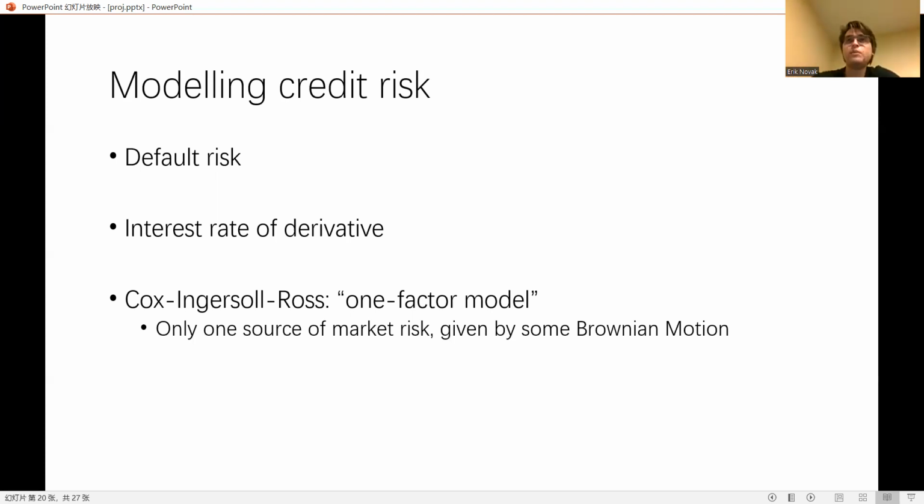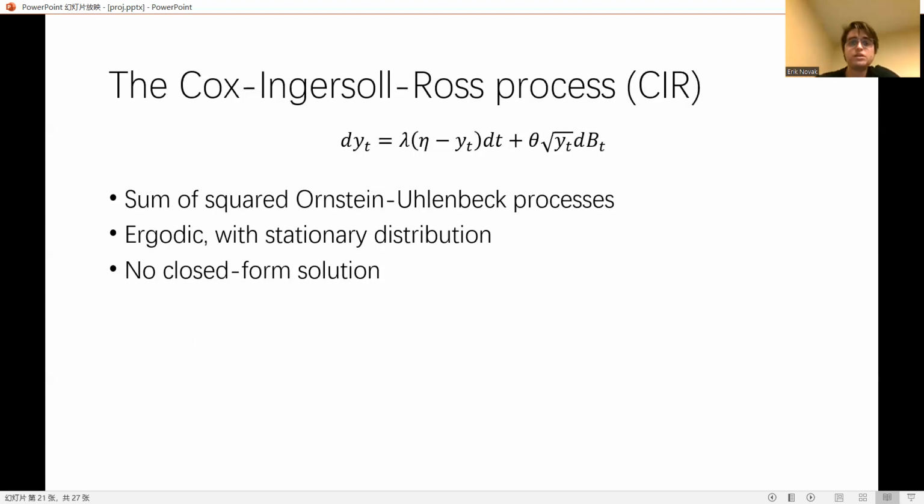And there are many models that are used for this purpose, one of the most common of which is the Cox-Ingersoll-Ross model. It's a one-factor model, which means that you kind of package all of the risk into one general market risk, which is given by some Brownian motion. So as we can see, this is the structure of the Cox-Ingersoll-Ross process, and it has some very interesting properties.